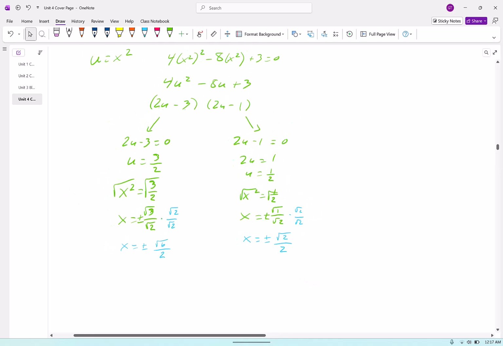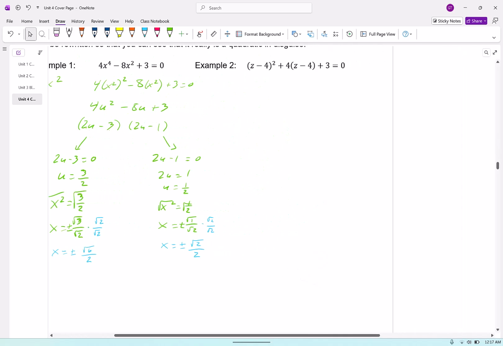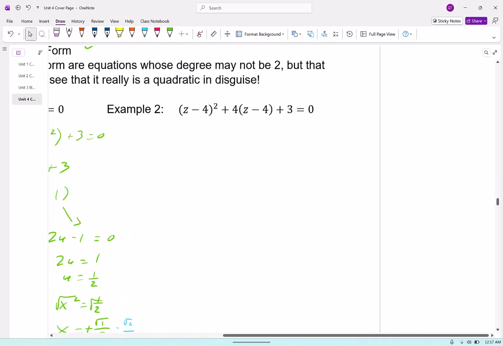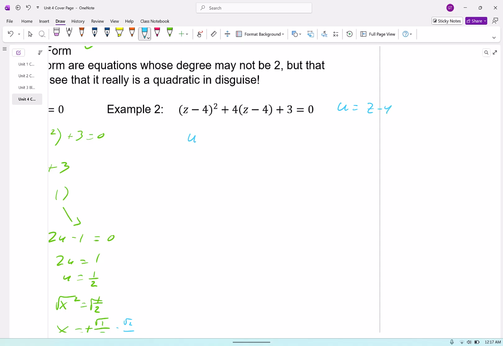All right, so that's how I'm using u substitution that way. For this one, it's set up a little bit simpler because it's already in a squared value, so I could just make u equals z minus 4. So this becomes u squared plus 4u plus 3 equals 0. Factor out, I got plus plus. I got u, I got 3, I got 1. It'll add up to 4u, so we're all good there.